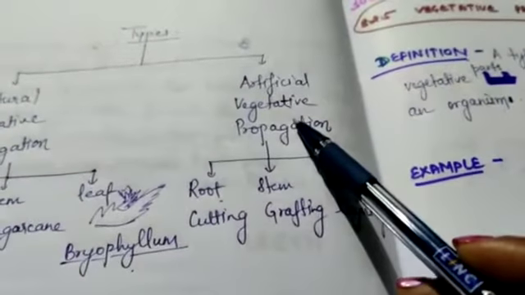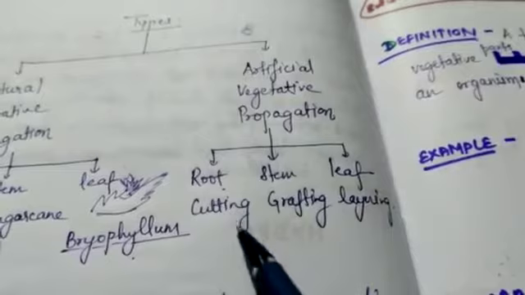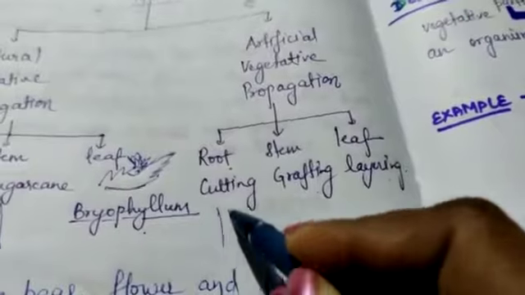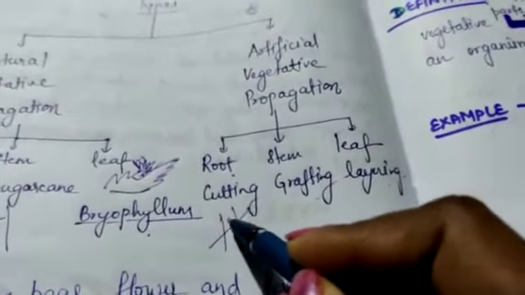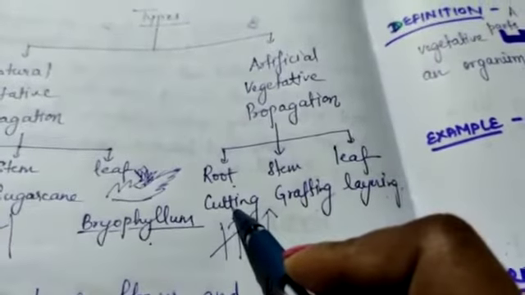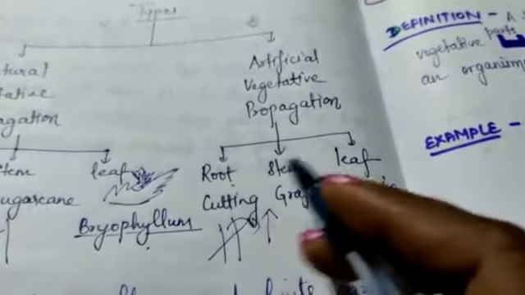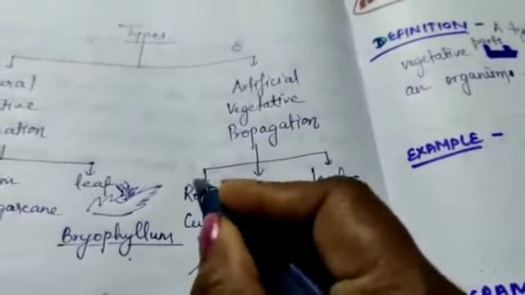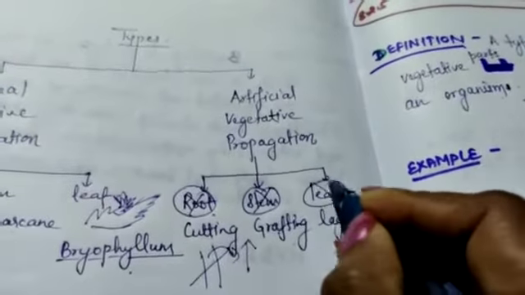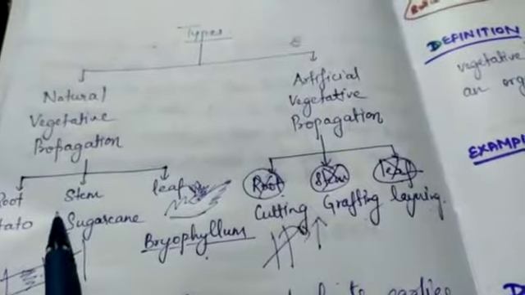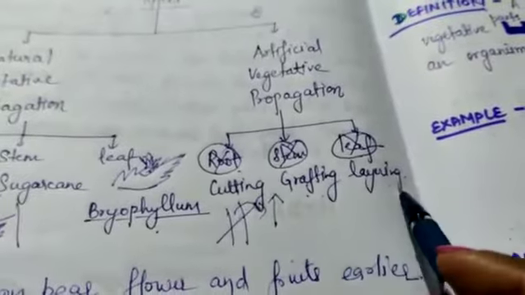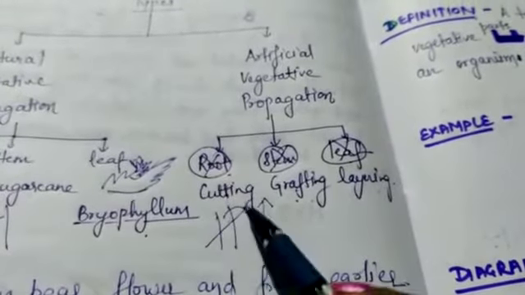Then for artificial means, human beings are involved. The methods are cutting, grafting, layering. Cutting means when you cut the rose stem in a slant position and you are able to grow a new rose plant, right? You cut the stem of the rose and from it you get a new plant. Then grafting. Here root, stem, leaf are not mentioned, right? These all are for natural vegetative propagation. In the case of artificial vegetative propagation, the methods are cutting, grafting and layering. Cutting, simple cutting of stem.